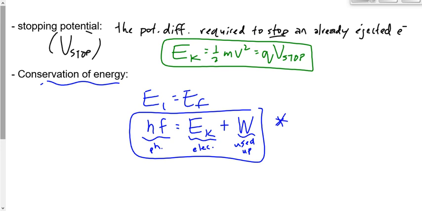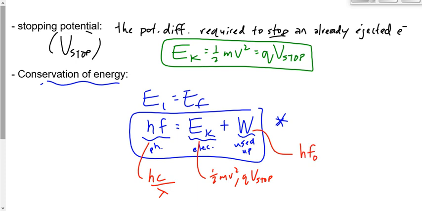It's pretty versatile because in the end we can replace hf with hc over lambda if we need to. Replace EK with 1/2 mv squared, or we can replace it with QV. And we can replace the work function with h times f0, the threshold frequency, or hc over lambda max. All kinds of different combinations of equations that we can use within this one.